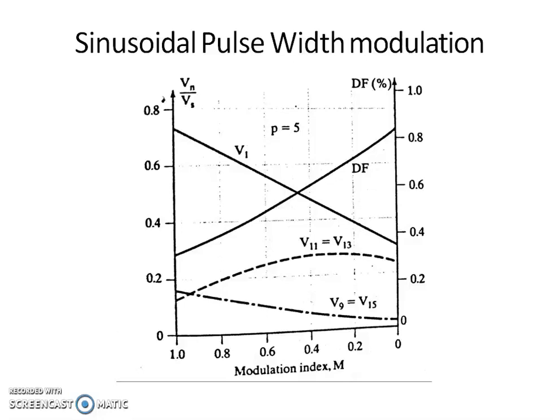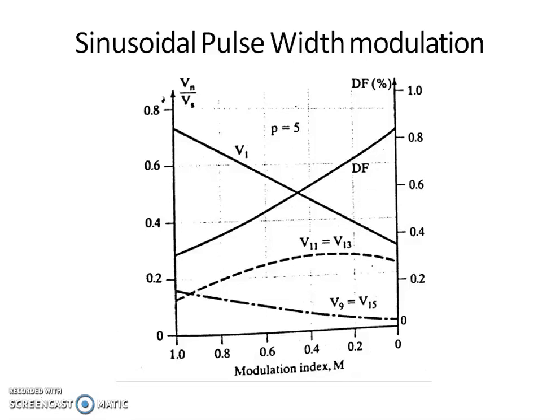There are different types of PWM technique: single pulse width modulation, multiple pulse width modulation, and sinusoidal pulse width modulation. In the single pulse width modulation technique, harmonic content is higher. If you want to reduce the harmonic content, we can go for multiple pulse width modulation. Again, if you want to reduce the harmonic content, we can use the sinusoidal pulse width modulation technique.